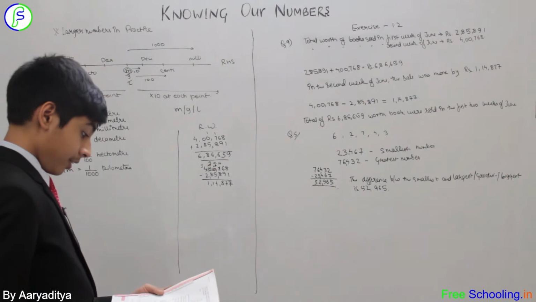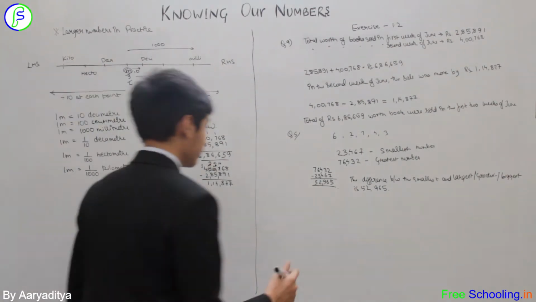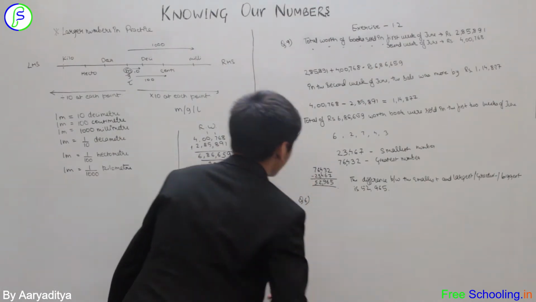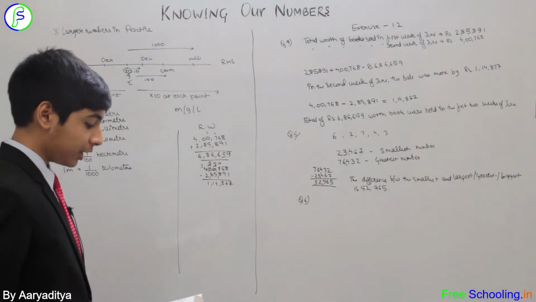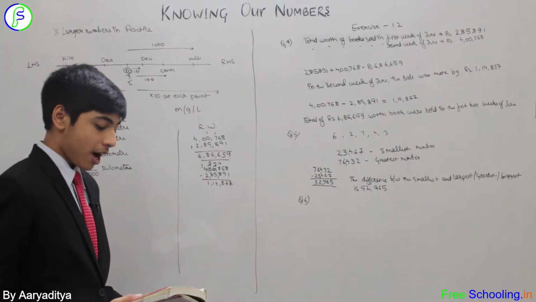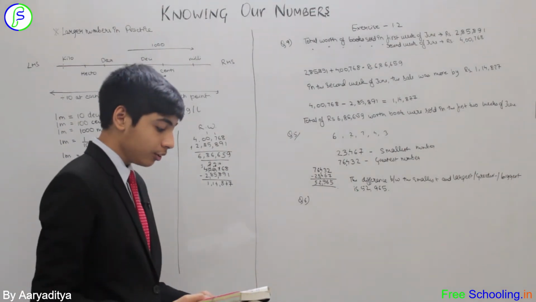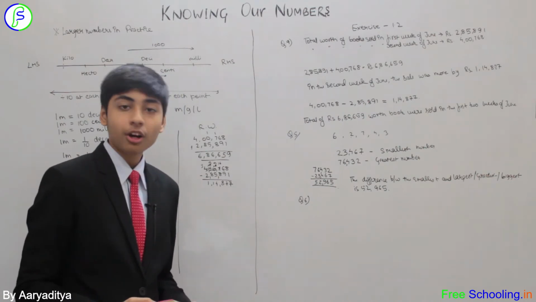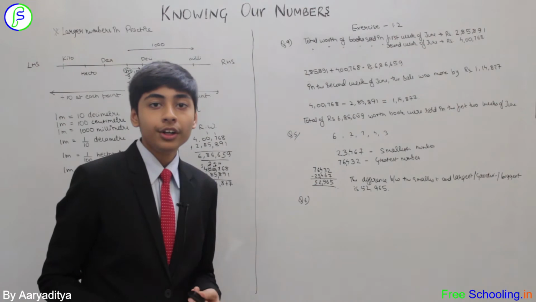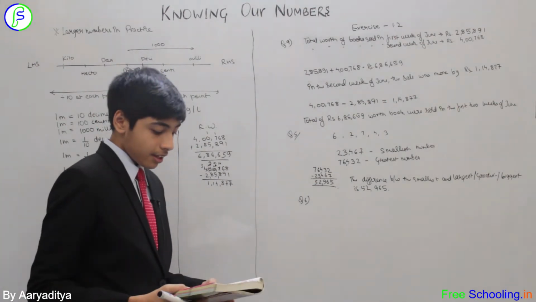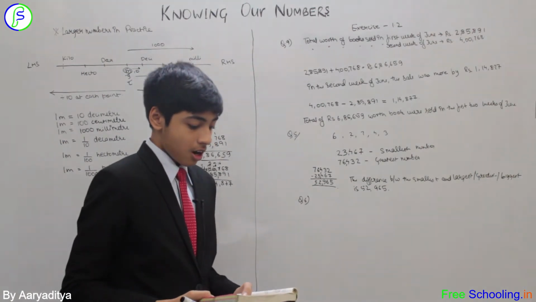So now let us proceed to question number 6. Okay, so what does question number 6 say? It says a machine on an average manufactures 2,825 screws a day. How many screws did it produce in the month of January 2006? This question is a little tricky for you as starters. Okay, so don't worry, I'm here with you. Let us solve it together.